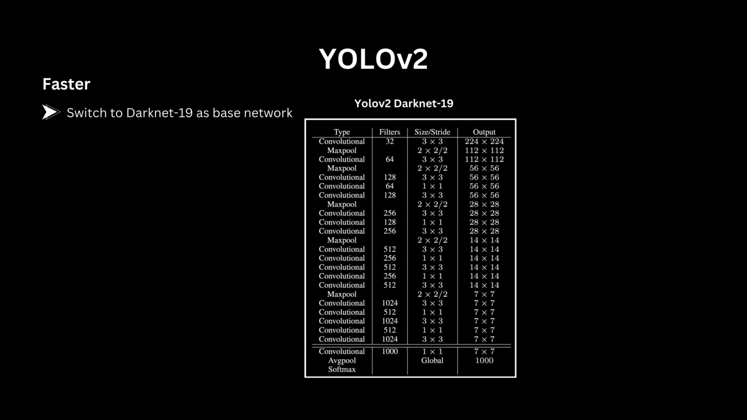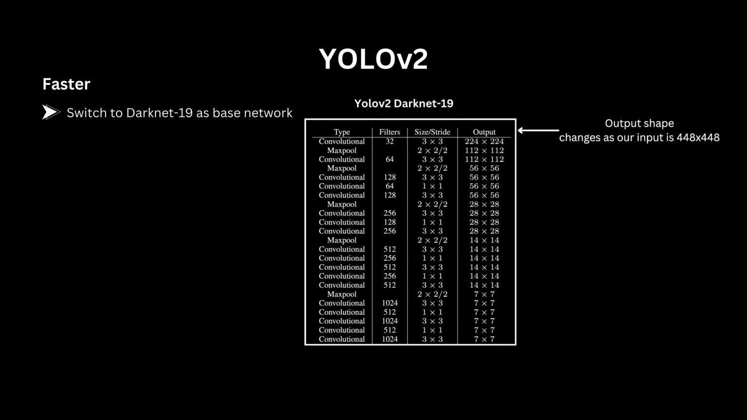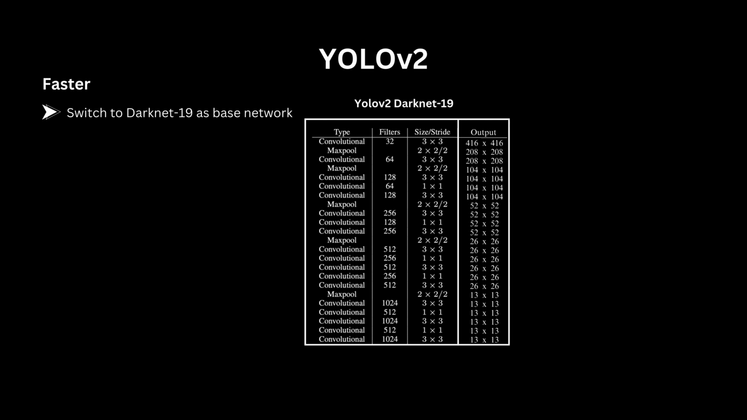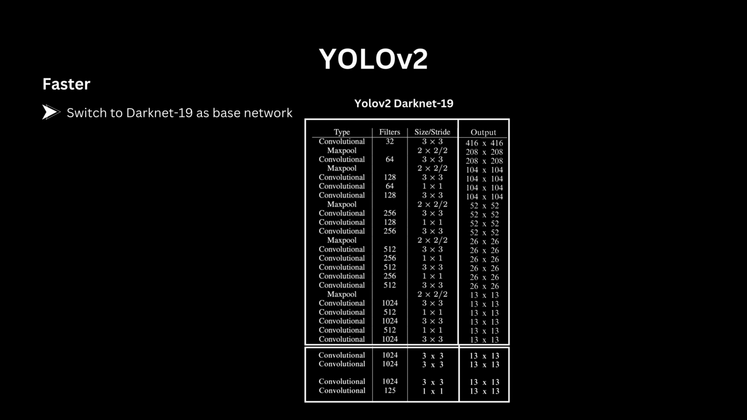Similar to YOLOv1, for fine-tuning this network for detection, the authors remove the last convolution layer and add additional convolution layers for detection. During detection, we work with 416 x 416 images, so these output shapes will change. And these are the 4 convolutional layers added during detection fine-tuning.